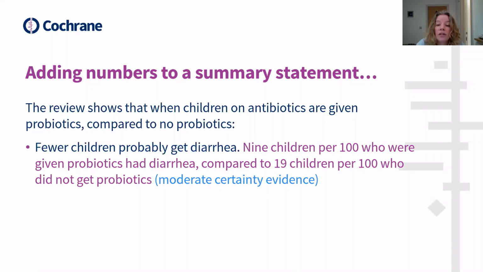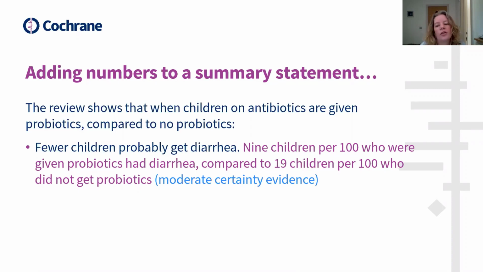Or we could even refer to the confidence interval and say something like between 7 and 11 children given probiotics have diarrhea. But this would start to make what was quite a simple statement relatively complex and dense, and this is just for one outcome. So what about if we're talking about presenting more than one outcome here? It's a lot for people to get their heads around.